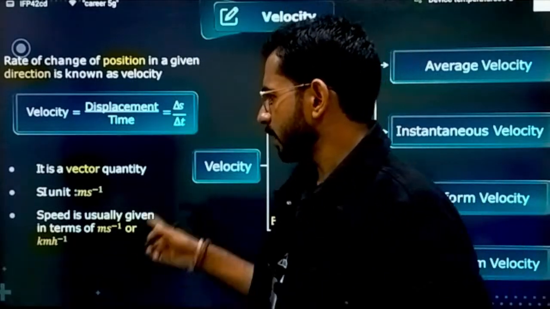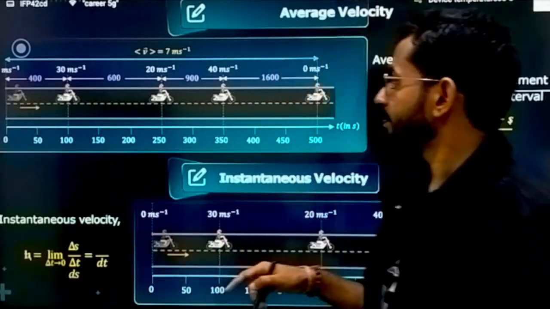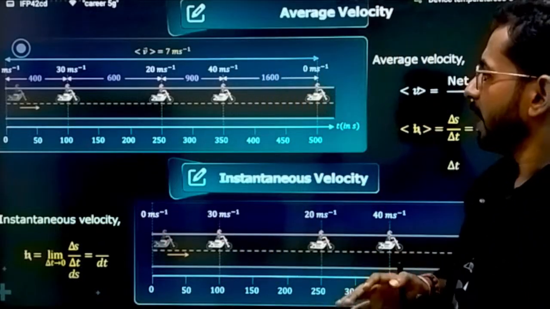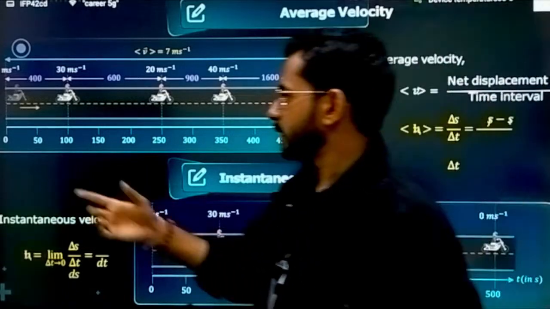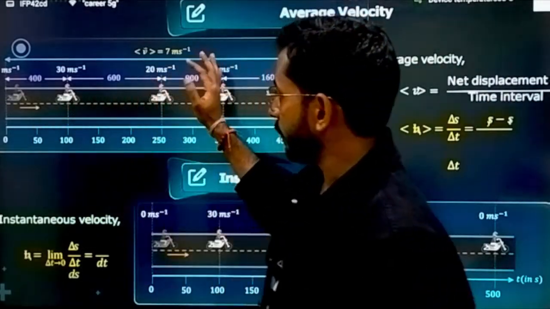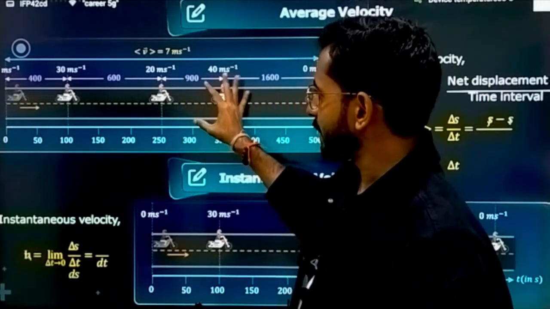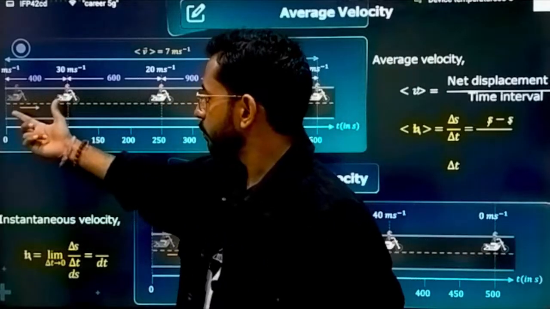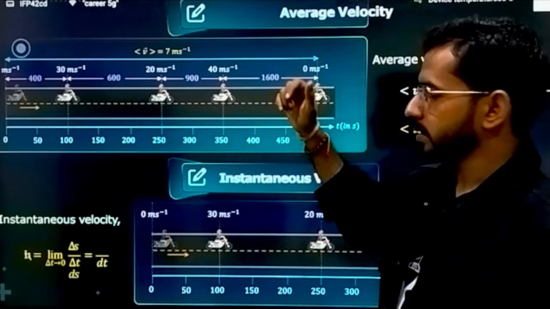Okay. So let's see. Most of the things will be again common. Again, same kind of thing. Average speed. What is the average speed? If you have to calculate average speed, it will be total distance. Total distance, you will be adding up 400, 600, 900 plus 1600.